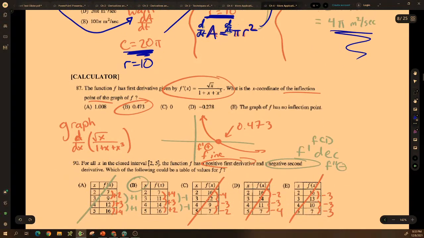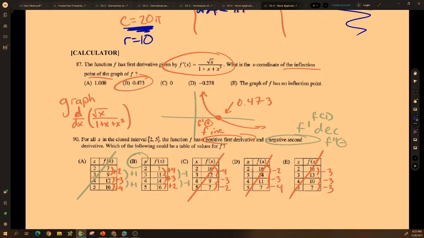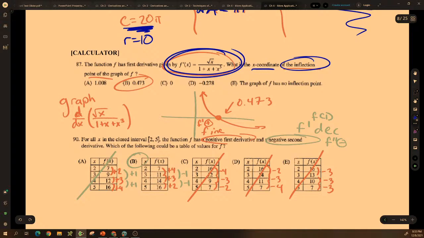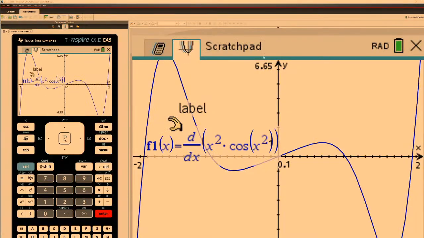Next one is actually very similar to our previous calculator question, but instead of asking for the number of inflection points, they just say what is the x-coordinate of the inflection point. And again, they gave me f prime of x. This time they do not have an interval, like a window, to change to. So we're just going to probably go to the standard, right? If we don't have one, I always recommend going to the standard.